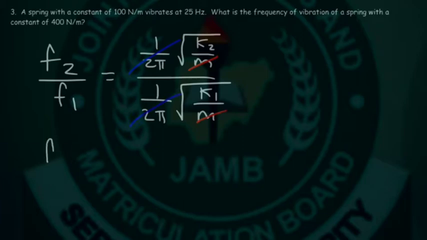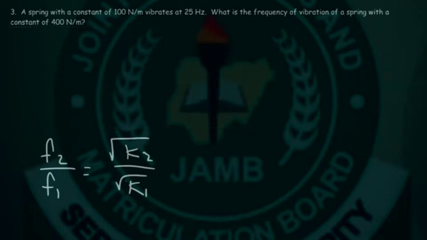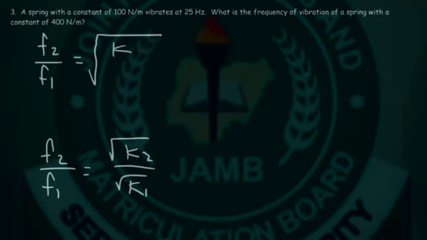So thus we have this expression, f2 divided by f1 is equal to the square root of k2 divided by the square root of k1. Or we could just simply write it like this. f2 over f1 is simply the square root of k2 over k1, all within a single fraction.